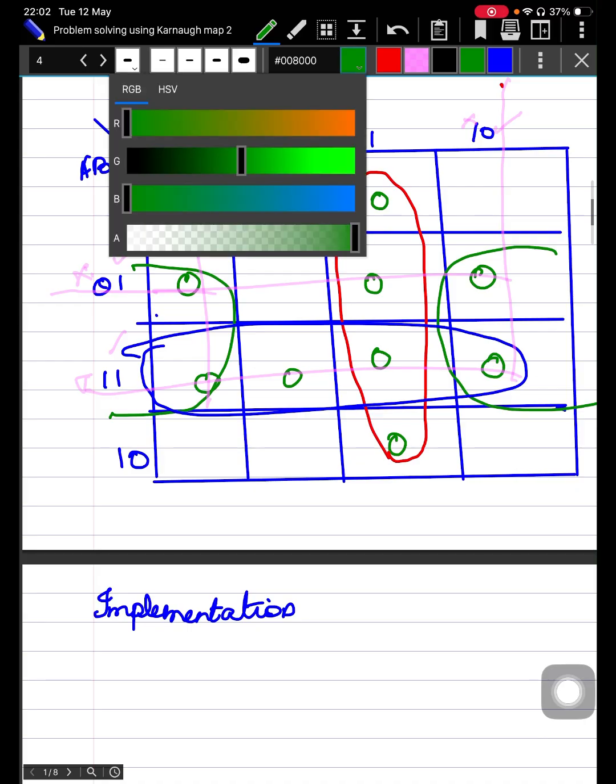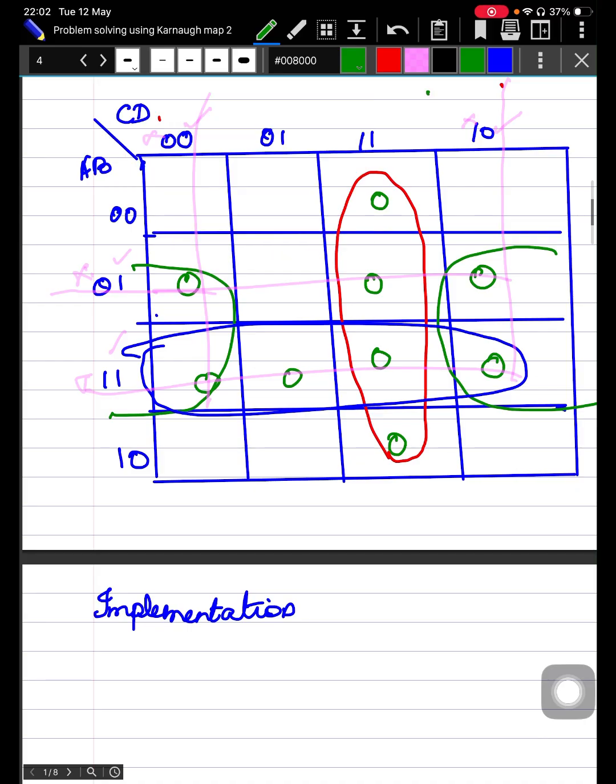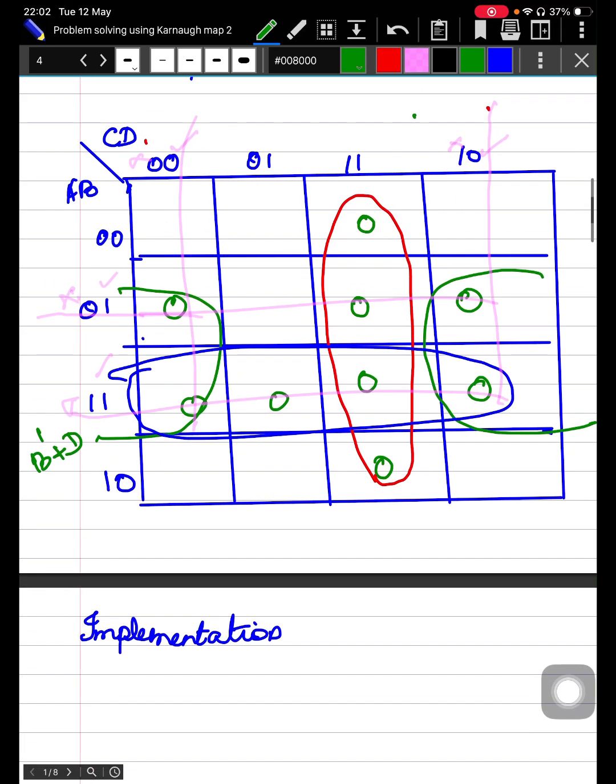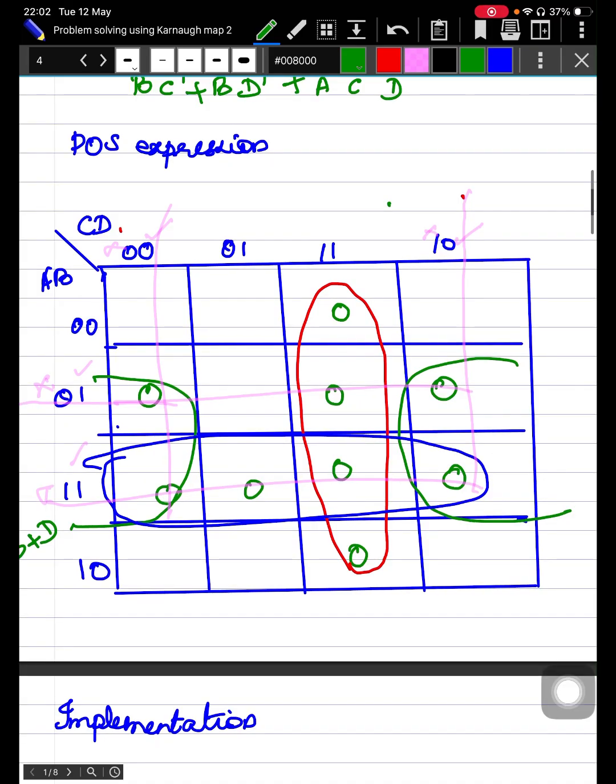So what should be the name of the green group? The name of the green group should be B dash plus D. Am I right? Yeah. What's the name of the red group now? I'll take the pink color, project it here, this, and this. No column elements will be same because A changes, B also changes. I'll project it in this column, right? Because this is the only column in which all the four elements are present.